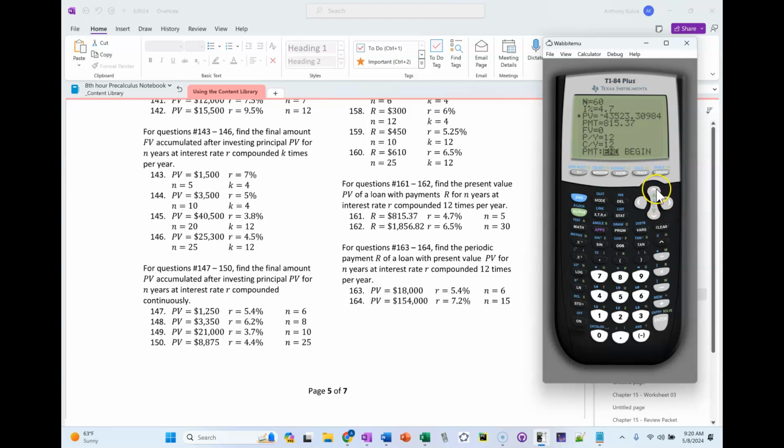Again, same kind of thing. I'm going to start with my N as 12 times the number of years. Again, 12 is my K. The interest rate is 5.4. The present value is 18,000. I'm going to leave that payment at 0 for now. Future value is 0. Compounding 12 times per year, so that all looks good there. Alpha enter on payment. So 293.24.